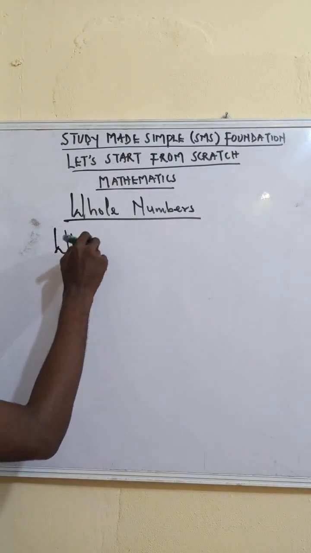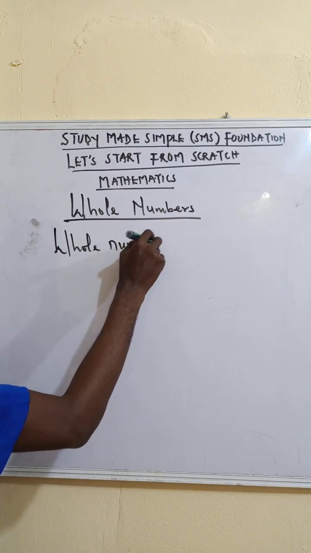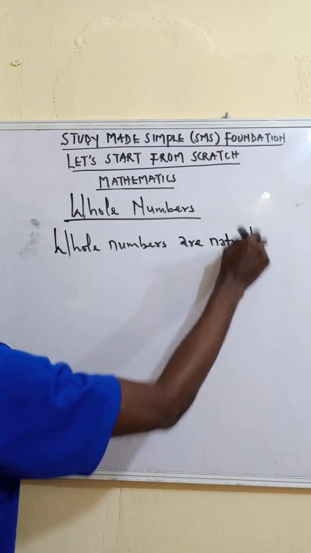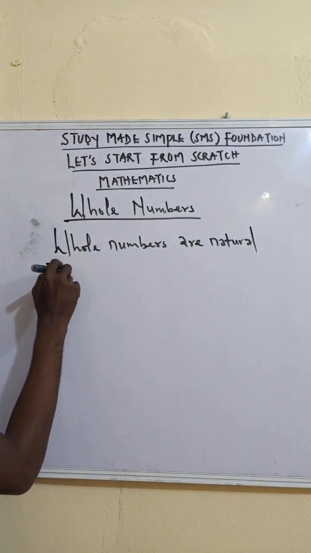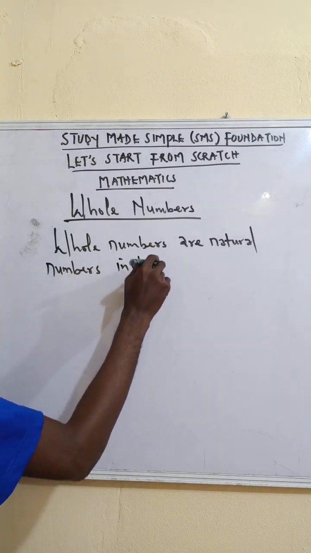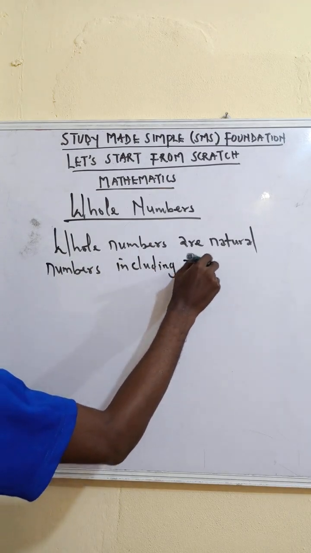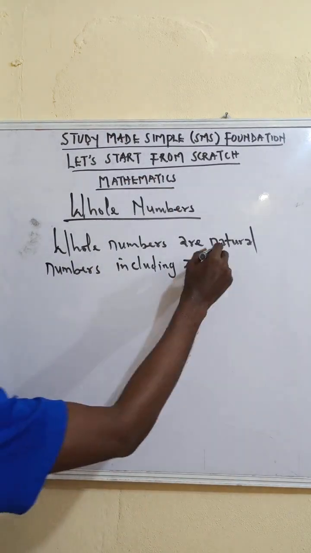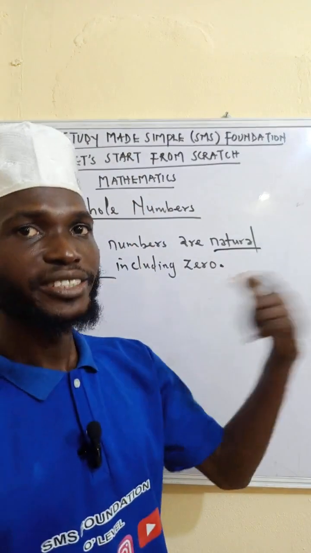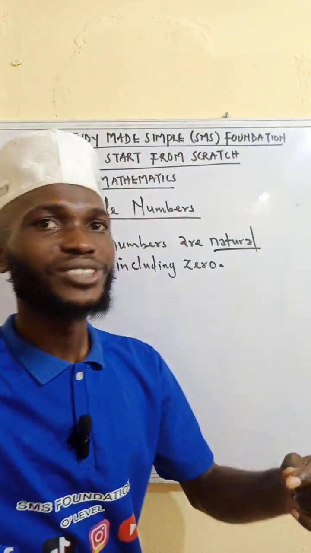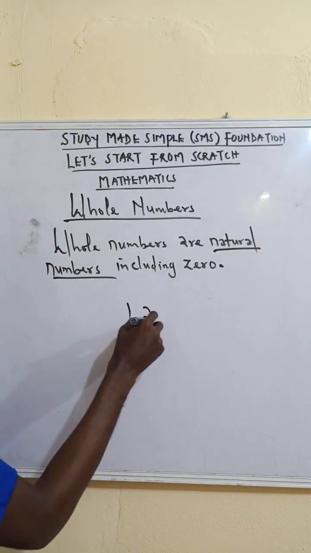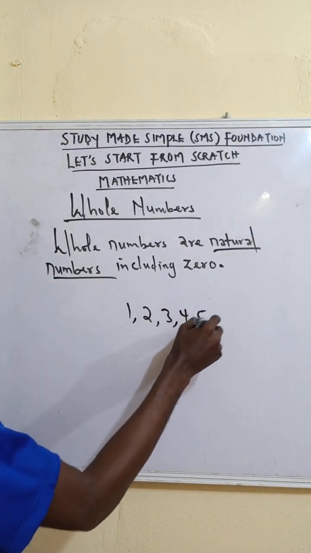Whole numbers are natural numbers including zero. The question now is, what are natural numbers? It's something we have done before. You remember in the last video we said natural numbers are counting numbers, those numbers that we use to count. So these are 1, 2, 3, 4, 5, and so on.